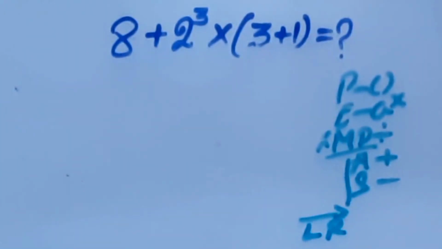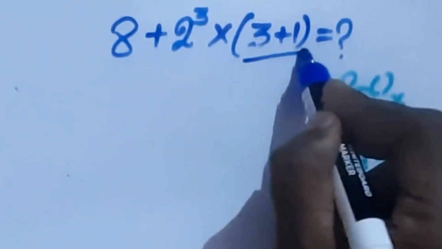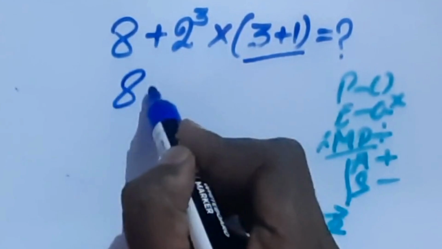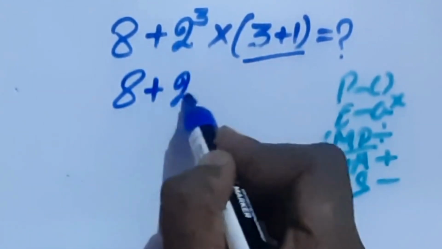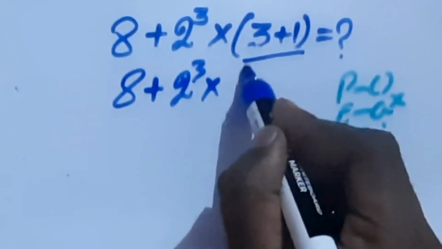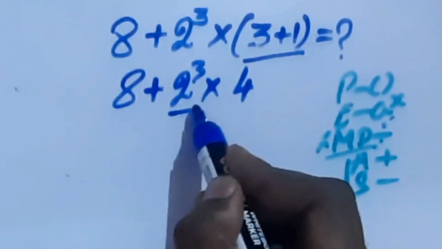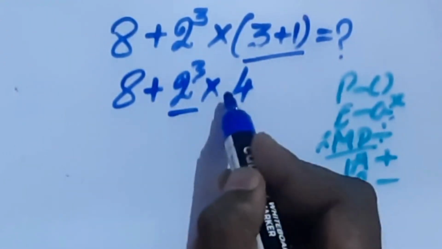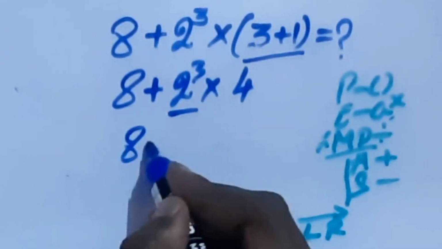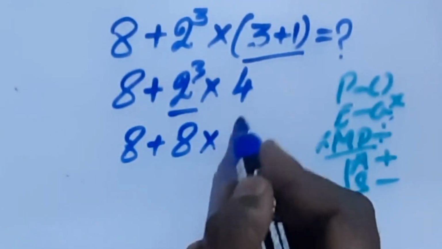Here, as per this order of operations PEMDAS, the bracket is higher priority, so we have to do this bracket before these operations. Here 8 plus 2 power 3 times here 3 plus 1 is 4. The next priority is exponent. We have exponent here, so we have to do this before this addition and multiplication. So 8 plus 2 power 3 is 8 times 4.